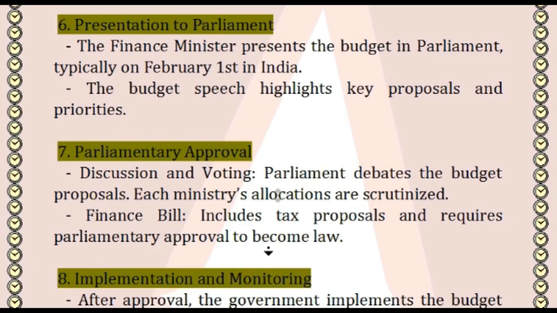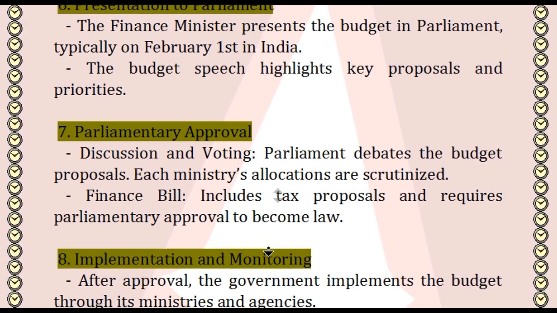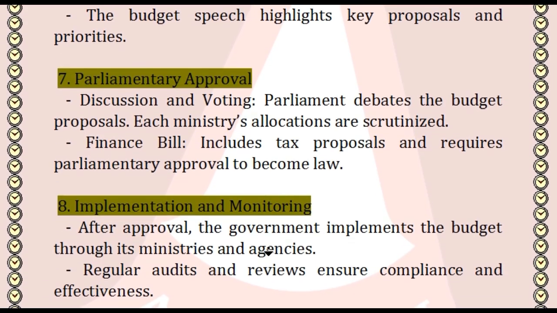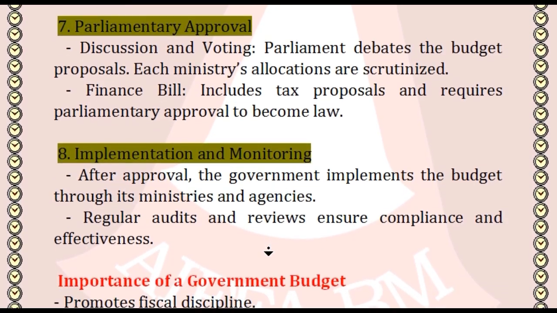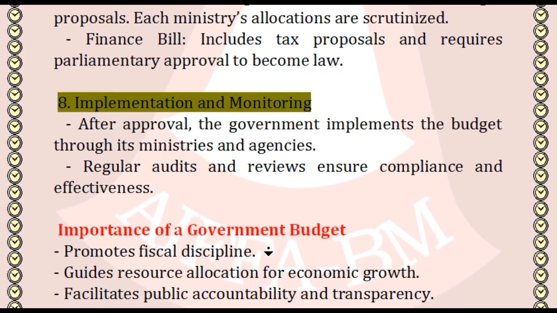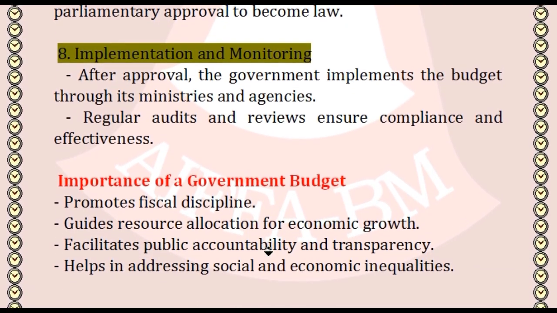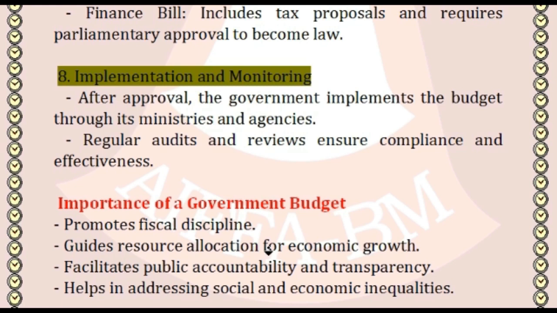8. Implementation and monitoring. After approval, the government implements the budget through its ministries and agencies. Regular audits and reviews ensure compliance and effectiveness. Importance of a government budget. Promotes fiscal discipline. Guides resource allocation for economic growth. Facilitates public accountability and transparency. Helps in addressing social and economic inequalities.